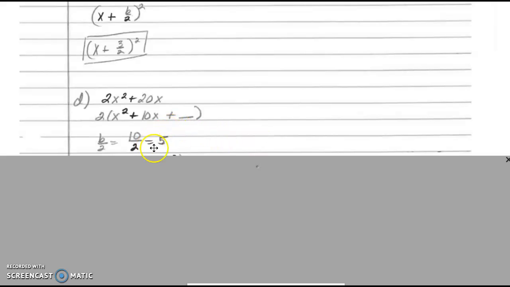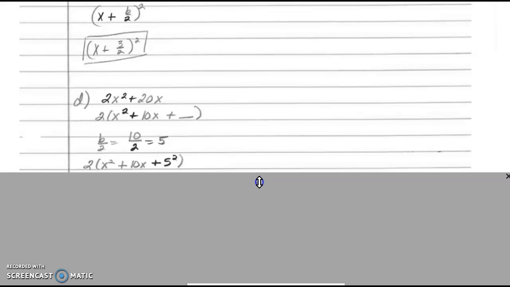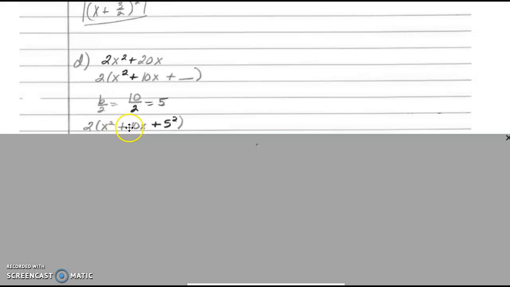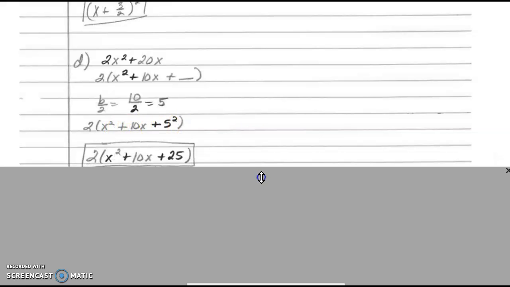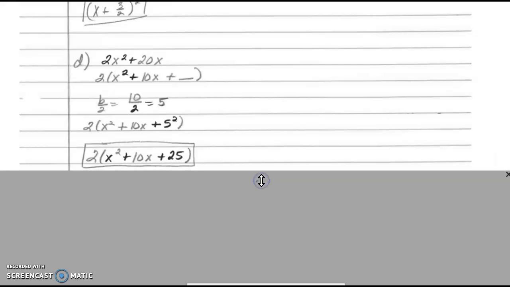And then remember, with that 5, we square that, and that's what we're going to add. So we have 2 times the quantity x squared plus 10x plus 5 squared. And we can go ahead and simplify that 5 squared to be 25. So don't drop the 2. We have to keep the 2. There's our first answer where we've completed the square for the given polynomial.